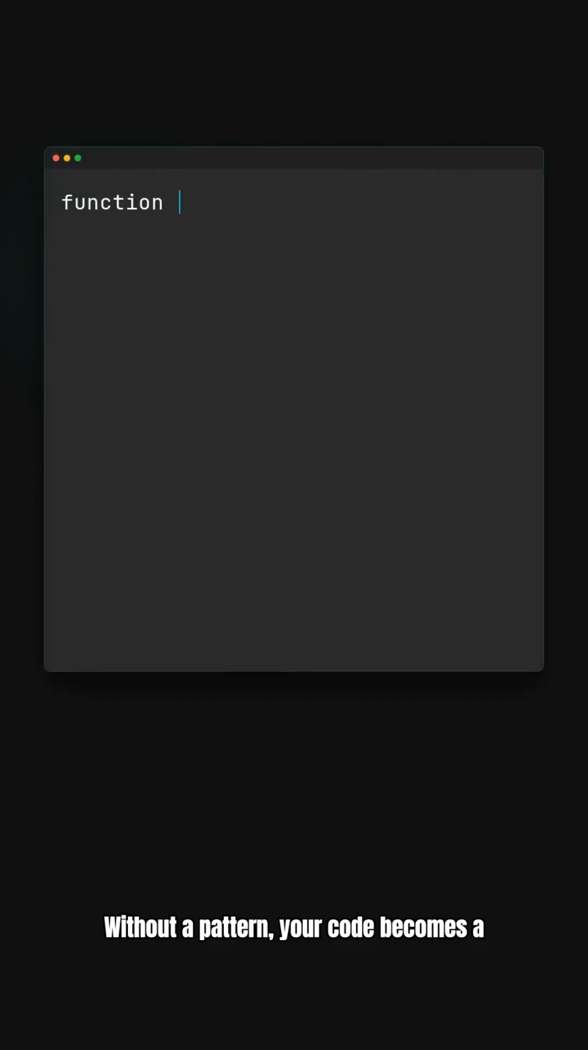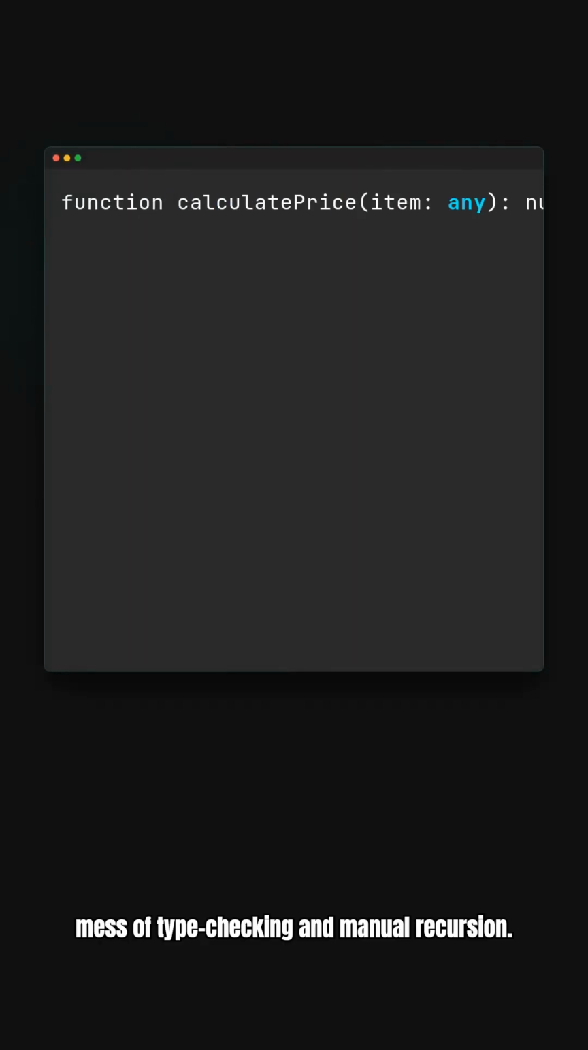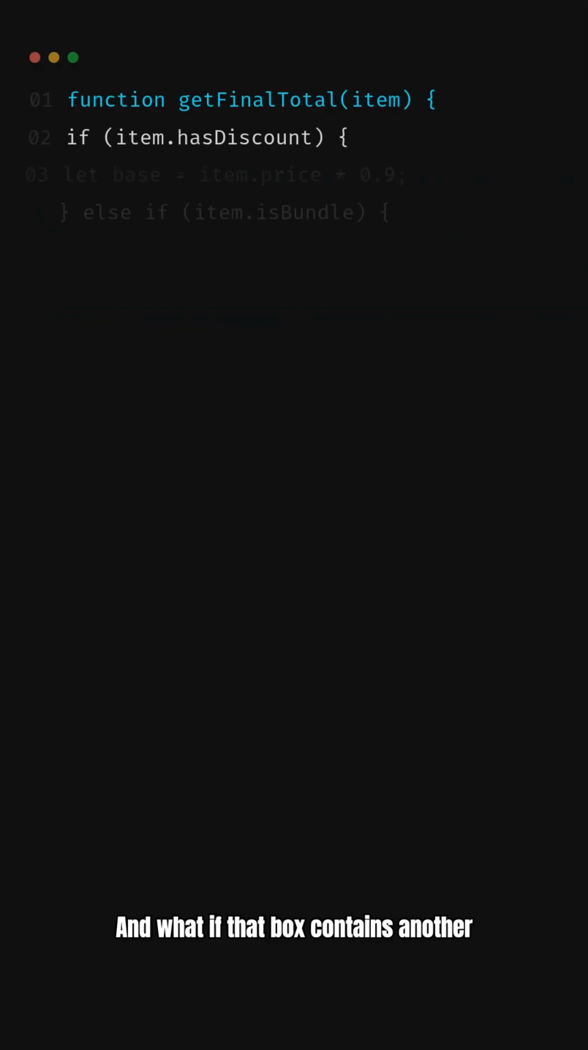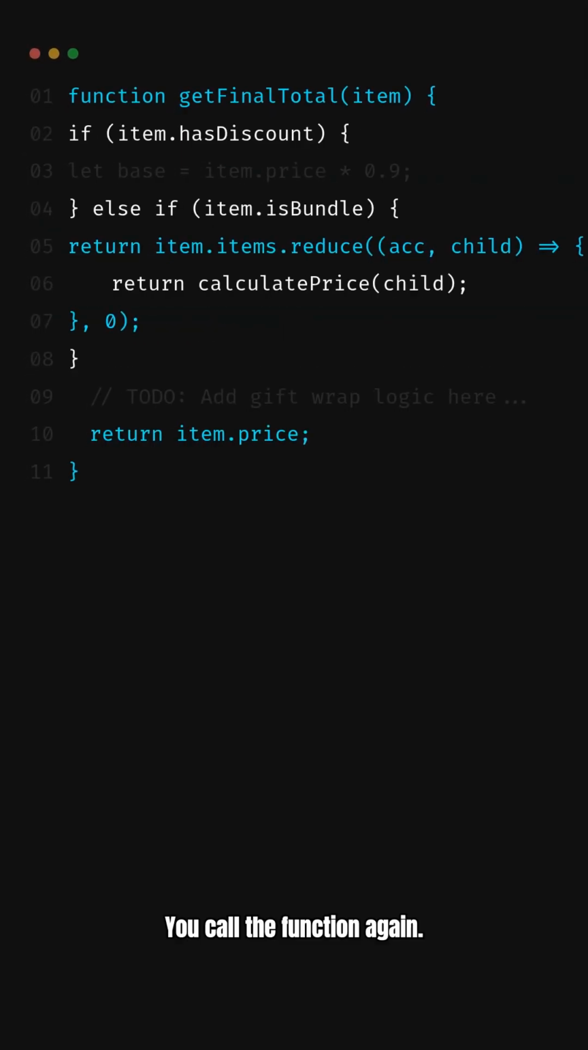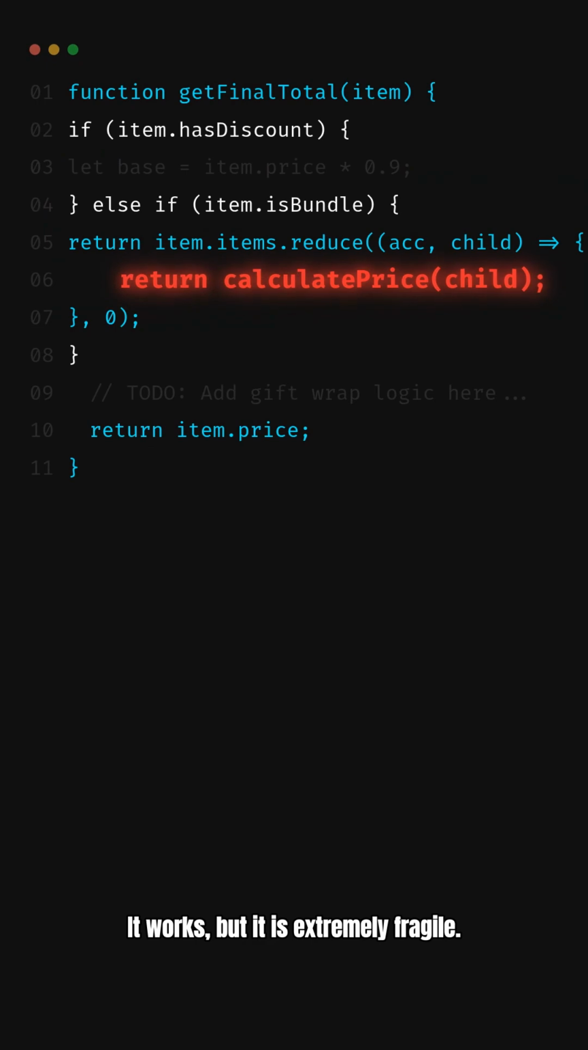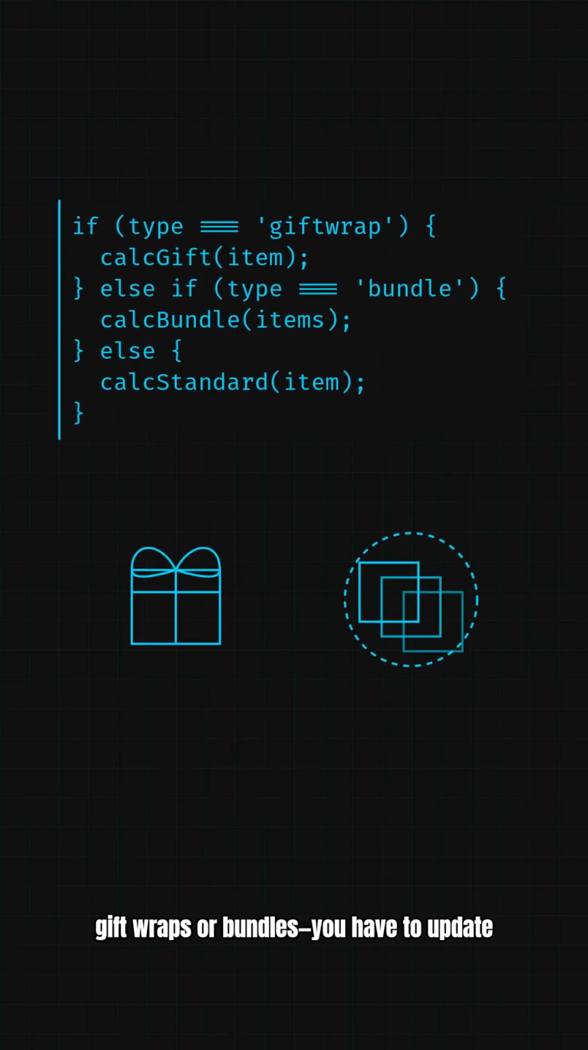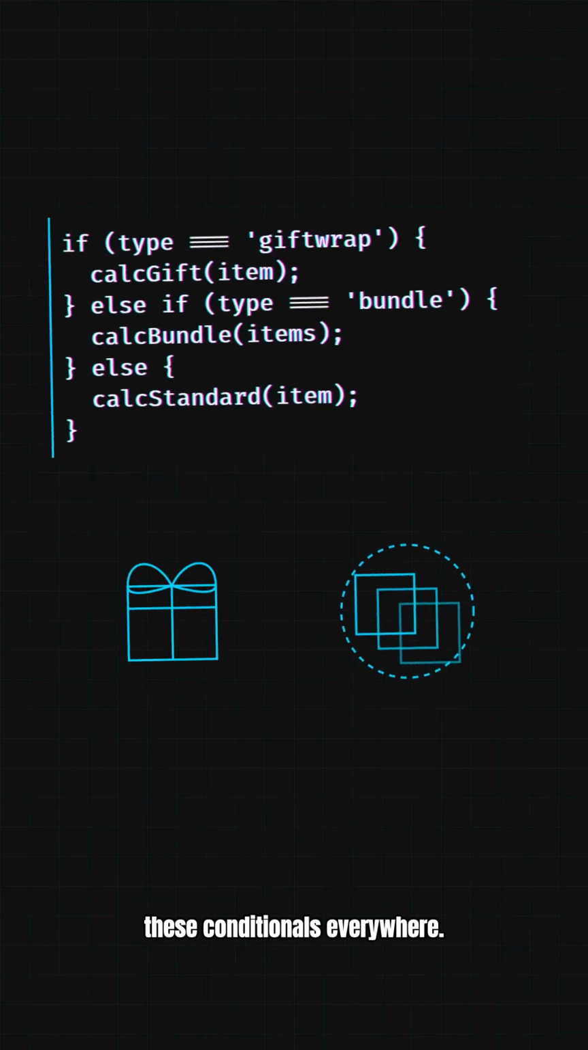Without a pattern, your code becomes a mess of type checking and manual recursion. You check if it is a product, then you check if it is a box. If it is a box, you start another loop. And what if that box contains another box? You call the function again. It works, but it is extremely fragile. Every time you add a new type, like gift wraps or bundles, you have to update these conditionals everywhere.